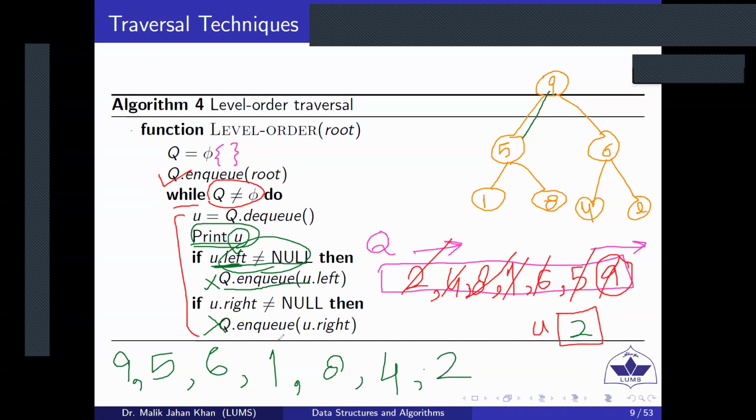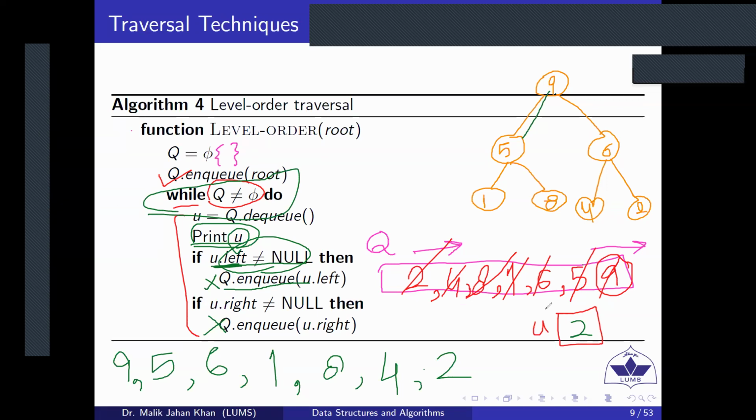And we check left and right children of 2. Both of them are null. So conditions are false, so nothing is enqueued. We go back to the start of the loop. So this time when we check, the queue is actually empty, because all elements which we had inserted inside the queue have been removed one by one. So this will be the stop point.